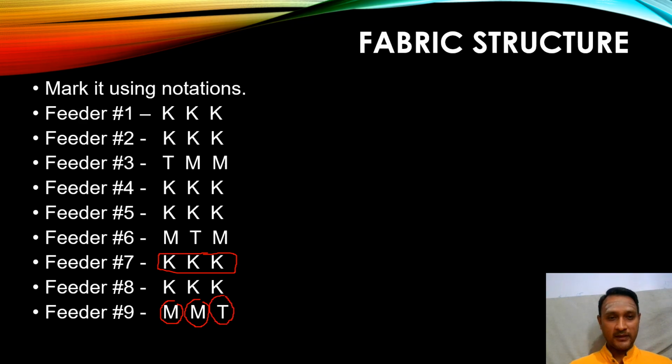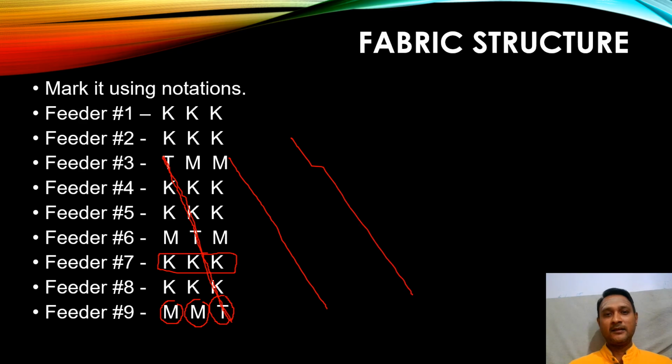You could see why we call it cross looper. This tuck is getting repeated like this. You could see there is a diagonal line. If it is getting repeated, there will be a diagonal line. This kind of effect can be created in the looper side if we follow this type of knitting structure. Hence this is called cross looper.